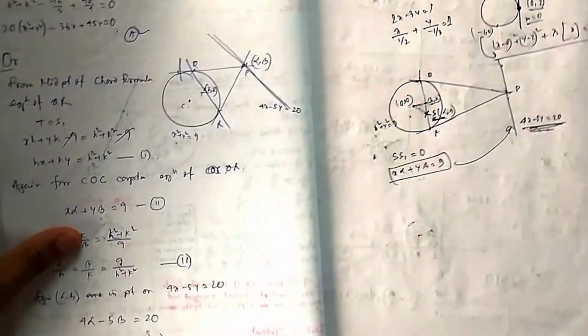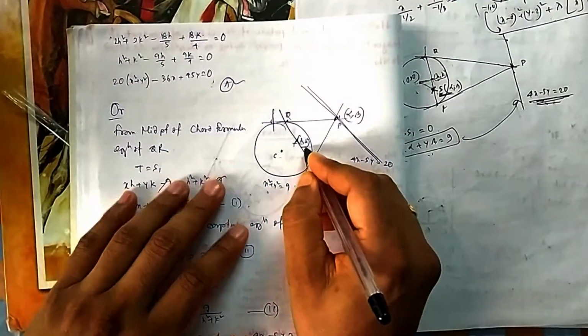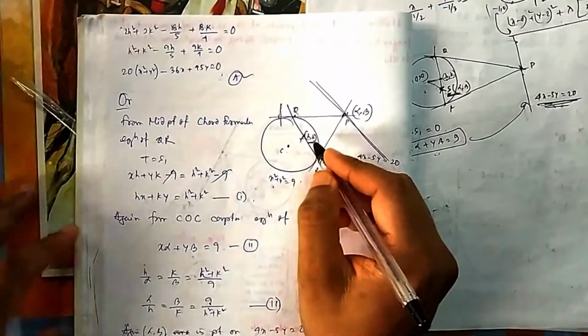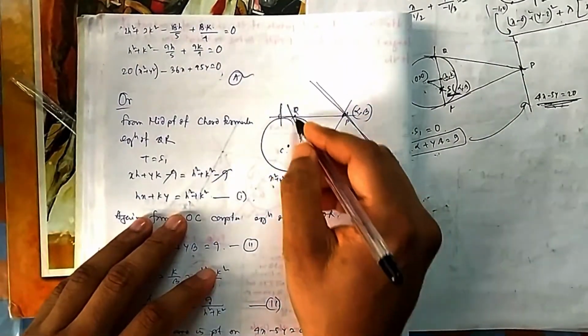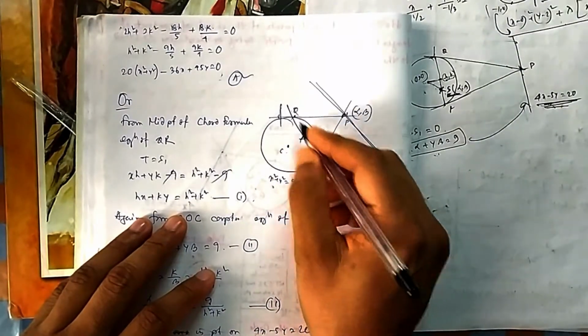Or forget about pole polar. You can use the midpoint. You know the midpoint because you know the locus of this line. So I will take the midpoint as HK. So this is the equation of the chord. This is the equation of a chord whose midpoint is given. So you know this one.